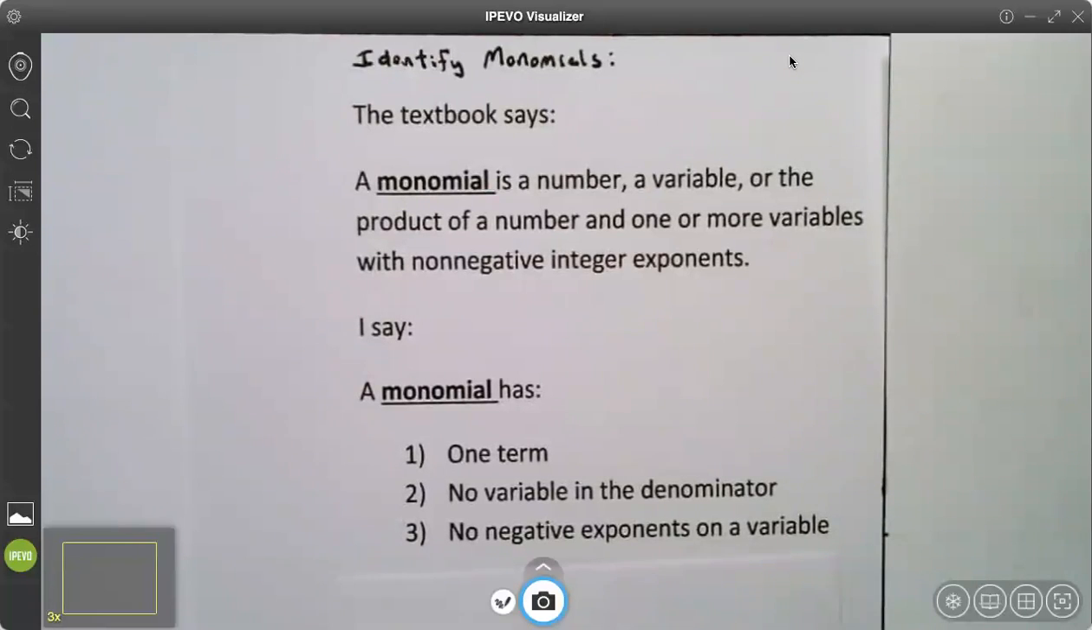Now we're going to talk about identifying monomials. The textbook says a monomial is a number, a variable, or the product of a number and one or more variables with non-negative integer exponents. That's all true, just a little hard for me to remember. So I've broken it down into 3 things to look for. I say a monomial has one term, no variable in the denominator, and no negative exponents on a variable.